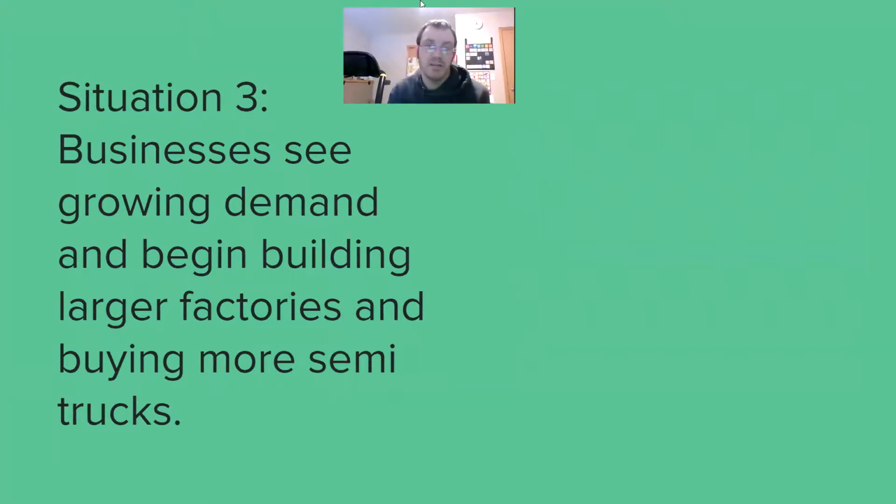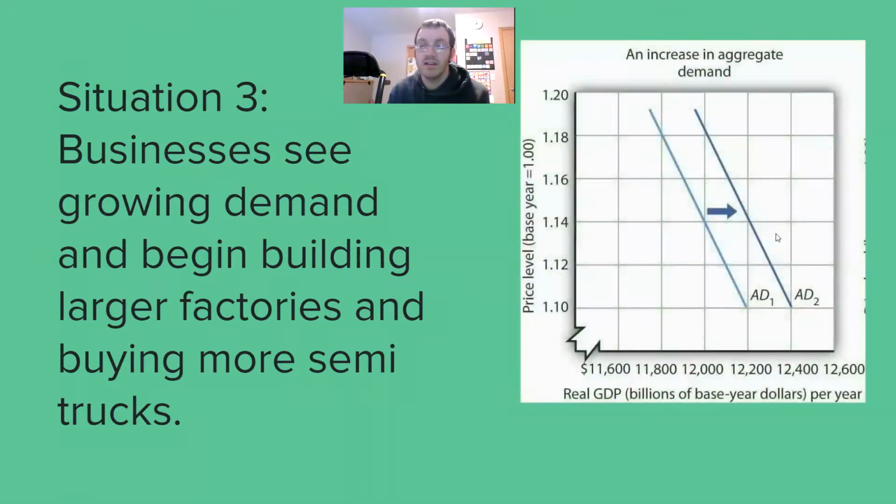Situation 3, I guess I'll sit in the middle here. Businesses see growing demand and begin building larger factories and buying more larger semi-trucks. What does that mean? That's a good thing. We're going to see an increase in aggregate demand because businesses are buying more goods. Real GDP is increasing.